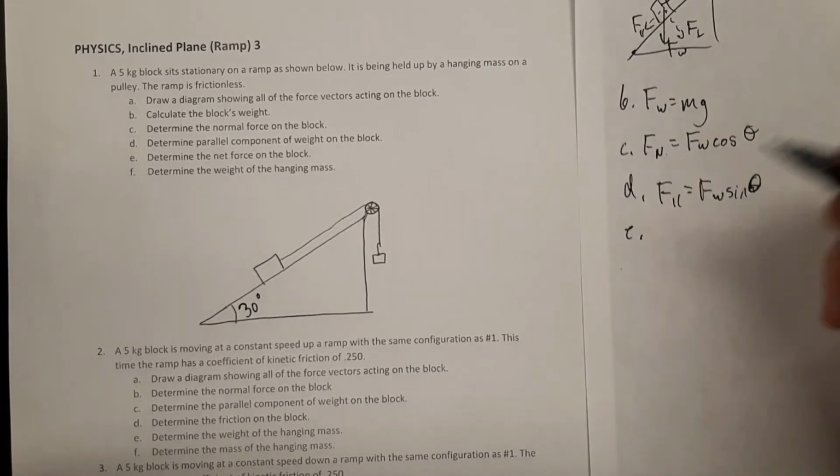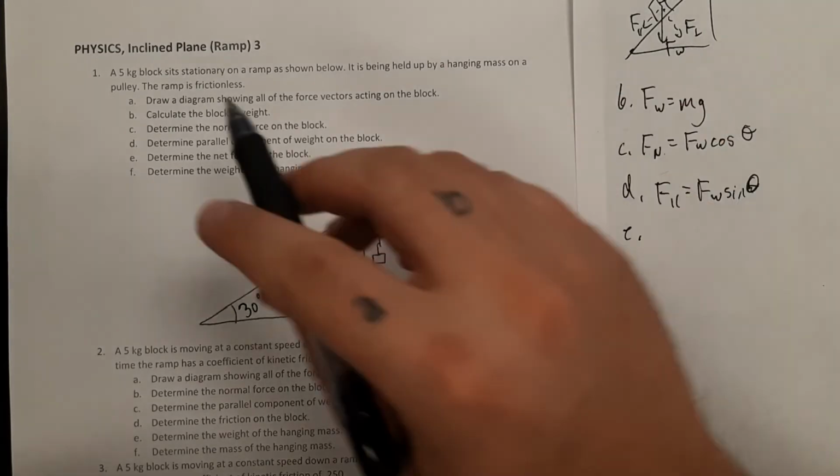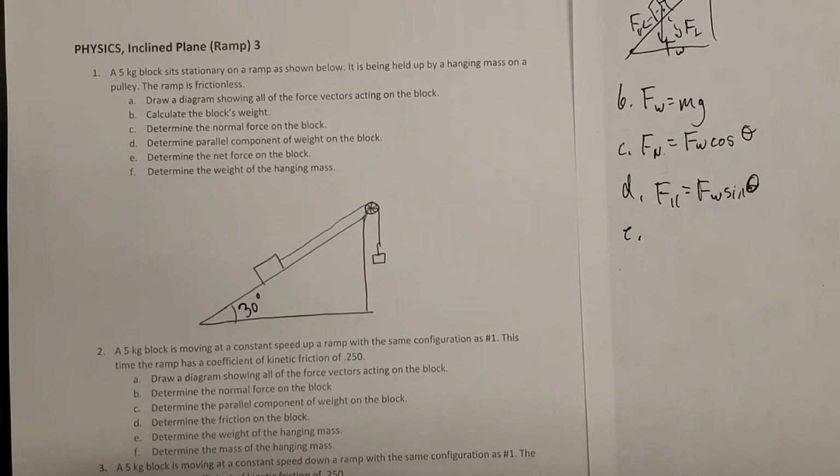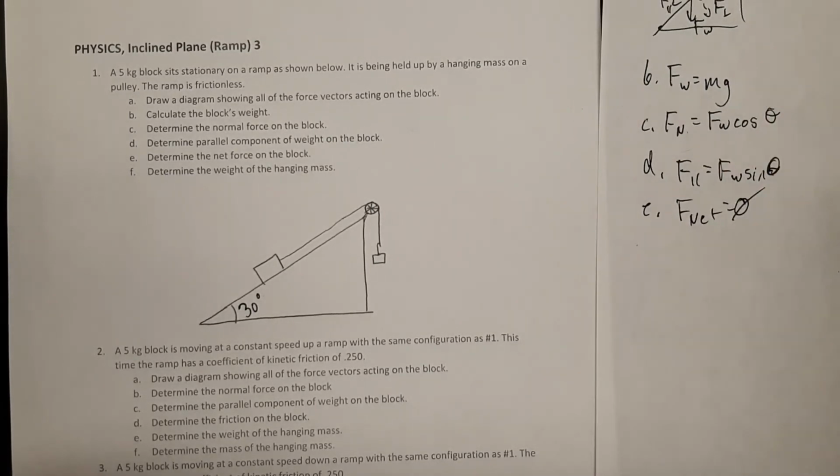Okay. E, determine the net force on the block. It says it's sitting stationary. That's not accelerating. Got an acceleration of 0. Net force is 0. Done. We even got a number on that one. Look at us go.